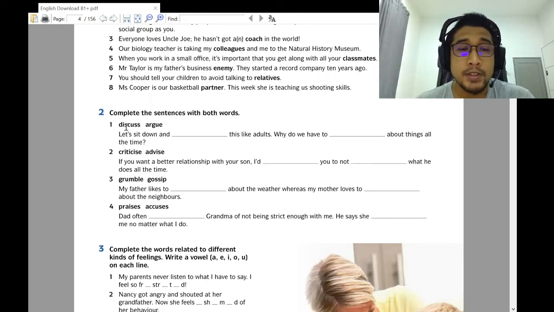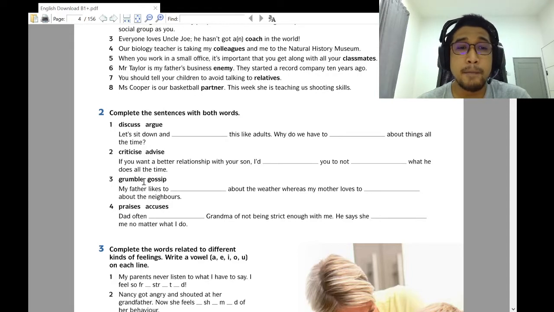So we have discuss and argue. Discuss means bincang, argue, bergaduh. Make sure you pronounce the word correctly, discuss, and not mispronounce it as disgust, because disgust means jijik, nyampah. Okay, so discuss, argue. Number 2, we have criticize, mengkritik, and advise, menasihati.